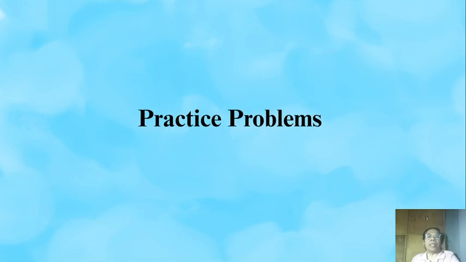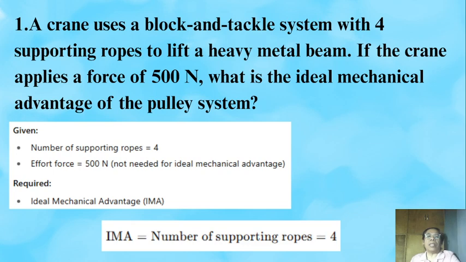Practice problems. A crane uses a block and tackle system with 4 supporting ropes to lift a heavy metal beam. If the crane applies a force of 500 Newtons, what is the ideal mechanical advantage of the pulley system? The number of supporting ropes is 4 and the effort force is equal to 500 Newtons. Required: the ideal mechanical advantage. So the solution is IMA is equal to the number of supporting ropes, which is equal to 4.